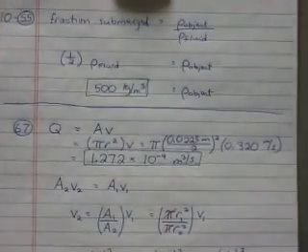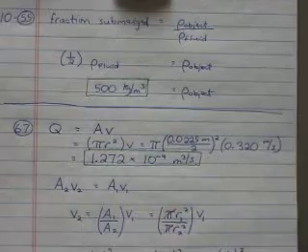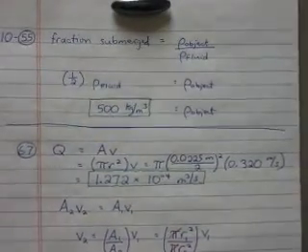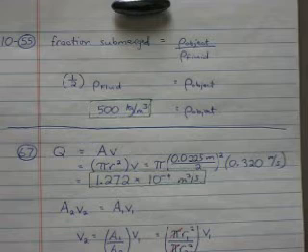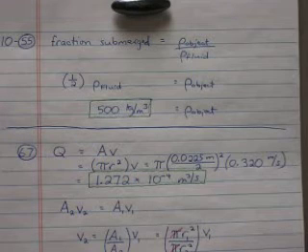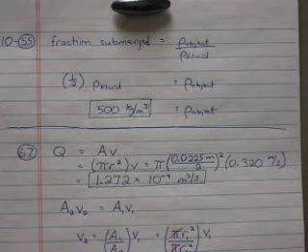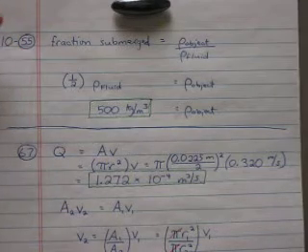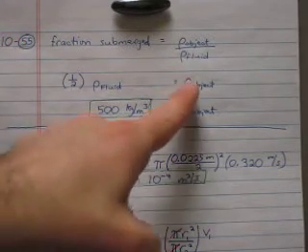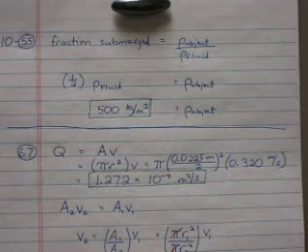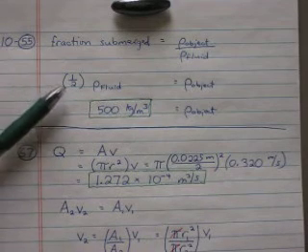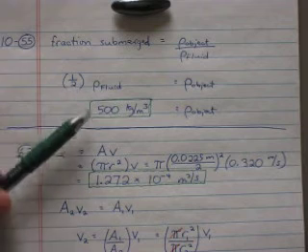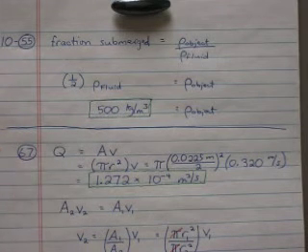Number 55 is very similar. Supposed to be fairly easy. Fraction submerged is the density of the object divided by the density of the fluid. Well, the fraction submerged is 1/2. Multiply both sides of the equation by density of the fluid. So the density of the object is 1/2 times the density of the fluid. Density of the fluid is 1,000, so 1/2 times 1,000, and we get the density of the object 500 kilograms per meter cubed.